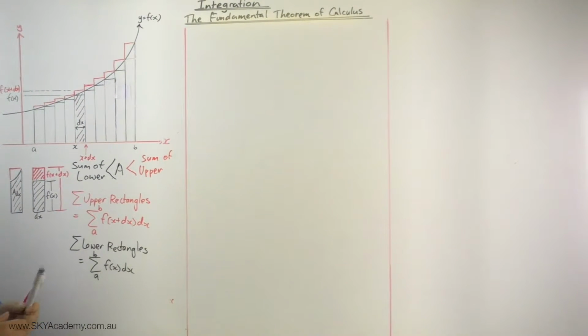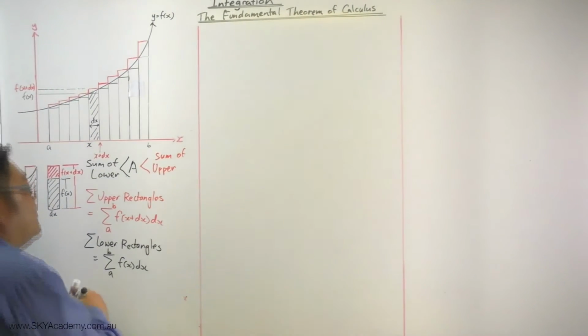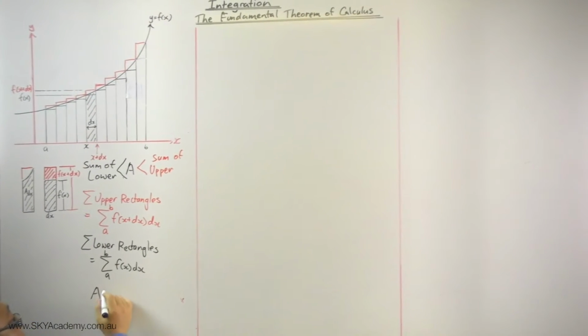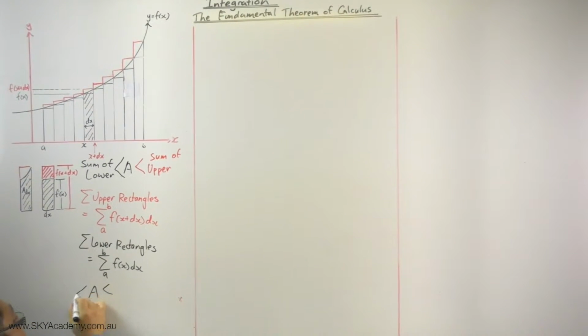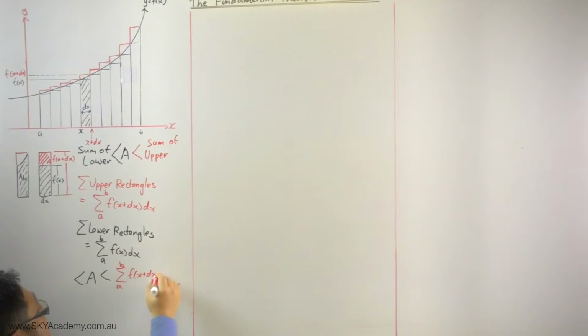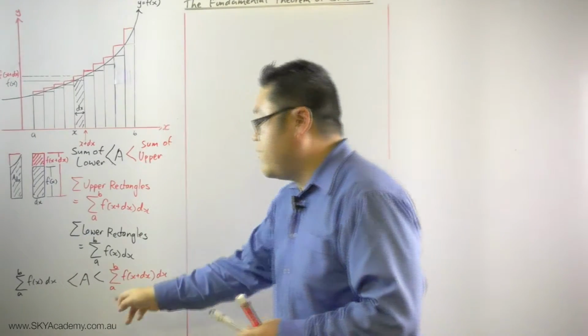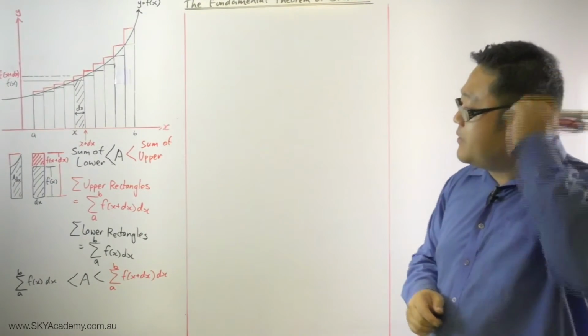So what I want you to notice is that the area is going to be less than the sum from A to B of f of x plus dx, and greater than the sum from A to B of f of x dx. Does that make sense? All right, let me come around this way because I want to show you something else.